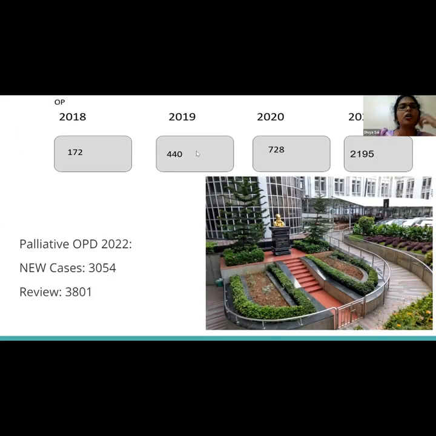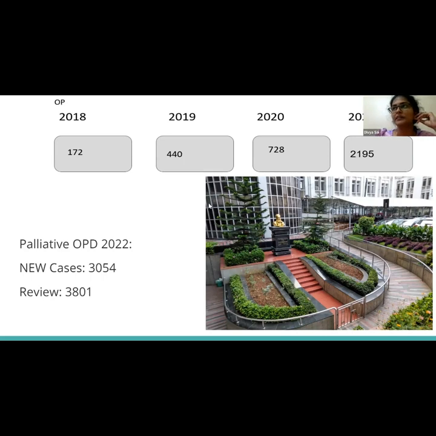So our outpatient numbers have gradually shown an increasing trend, starting from 2018 with 172 referrals, 2019 with 440, 2020 with 728 referrals, and in 2021 we have around 1093. So all of these numbers indicate the new patients that we are seeing each year, apart from the previous referrals, where we can see that there has been an increasing referral volume from the different allied specialties.